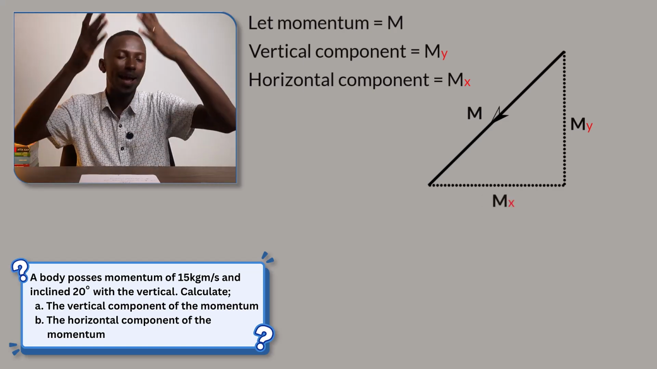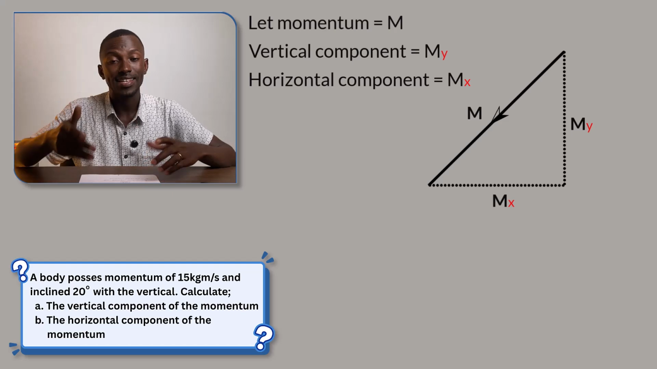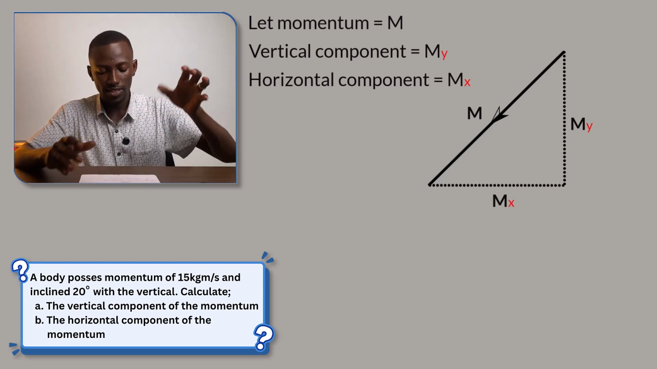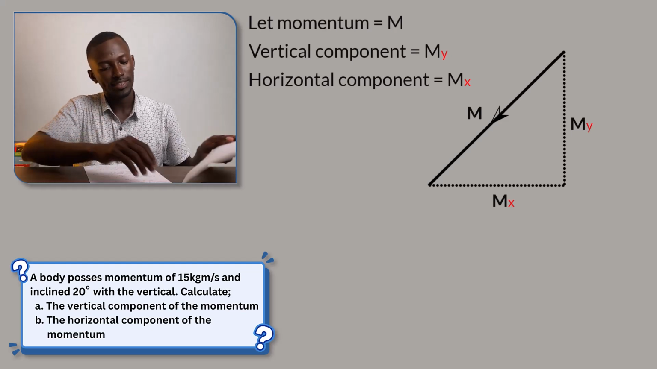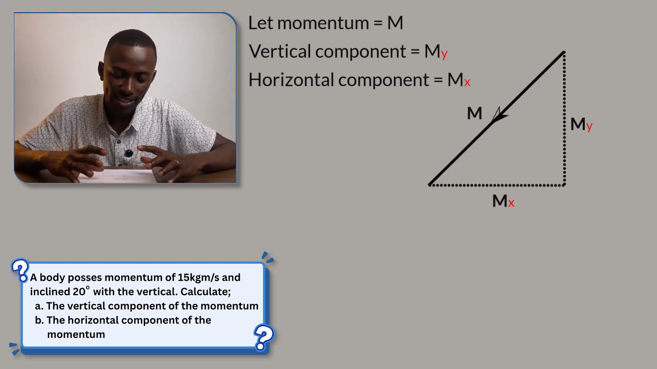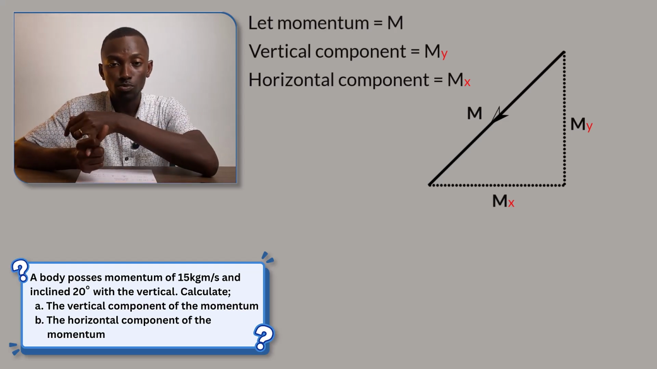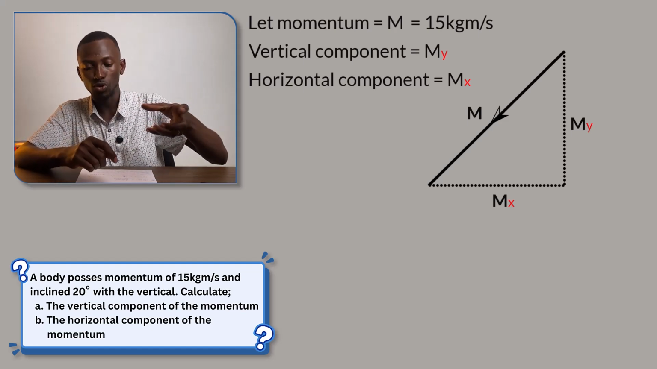Y is like the y-axis, x is the x-axis, and m is momentum. So my and mx: my represents the vertical component and mx represents the horizontal component. Now, in the question, we've been given the momentum to be 15 kilogram meter per second. I'm sure you took note of that.